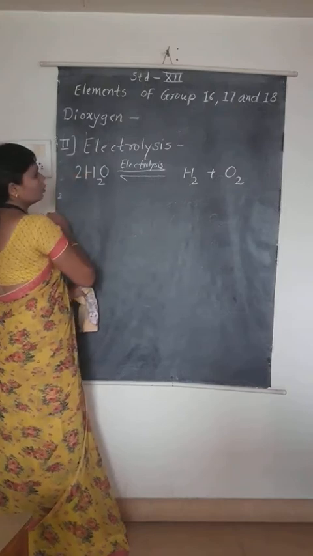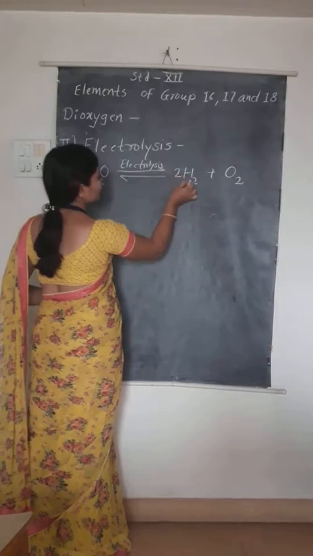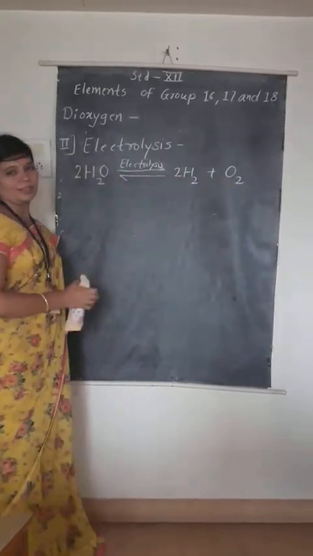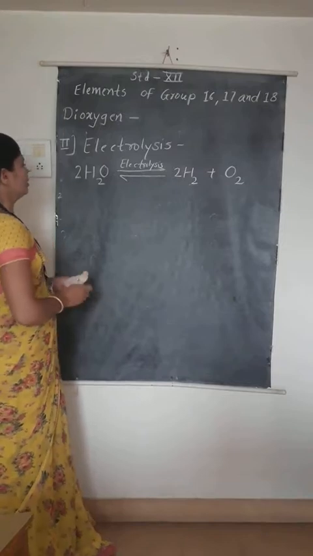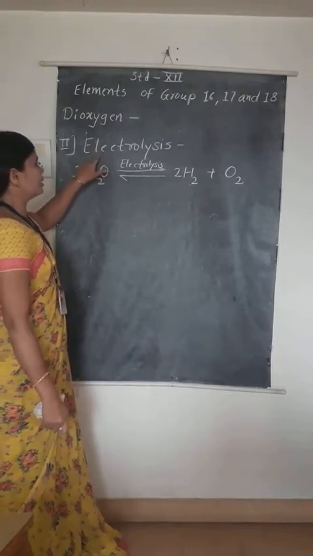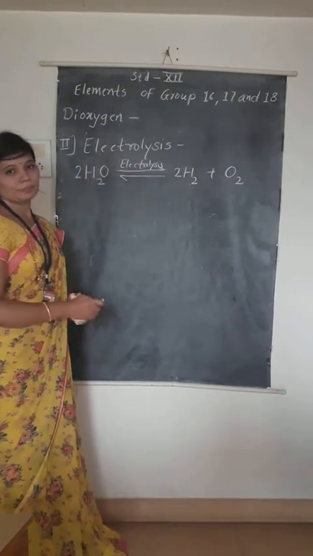Here 2H2O, hydrogen atoms 2 into 2, 4. Here take the coefficient of H2 as 2. 2 oxygen atoms, here also 2 oxygen atoms. So the reaction gets balanced. So this is the method that is used for large scale preparation of dioxygen.